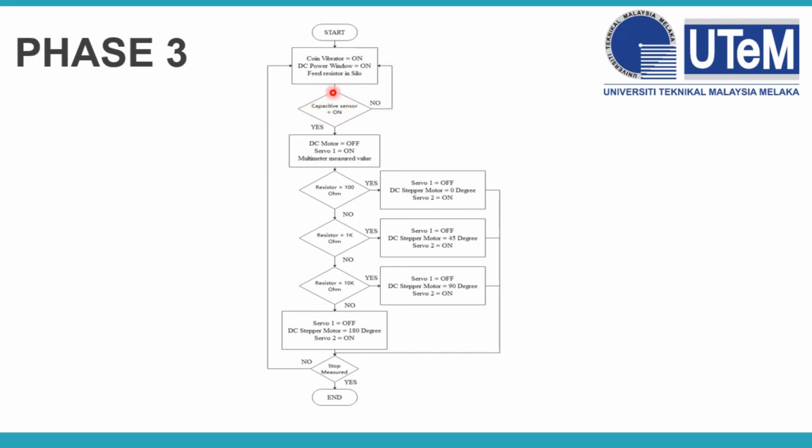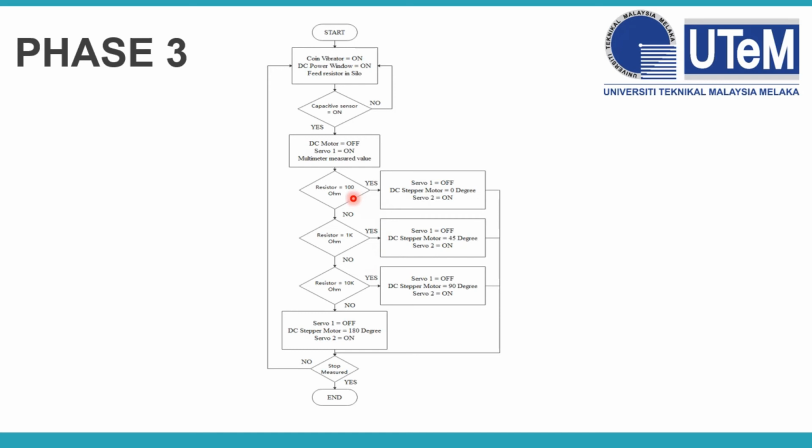When the sensor detects the presence of a resistor, it will turn off the DC motor and turn on the servo to hold the resistor so that the multimeter can get an accurate value. After that, the multimeter will send the value to the Arduino to compare with the data that has been programmed. The resistor values that will be compared are 100 ohm, 1 kilo ohm, and 10 kilo ohm.